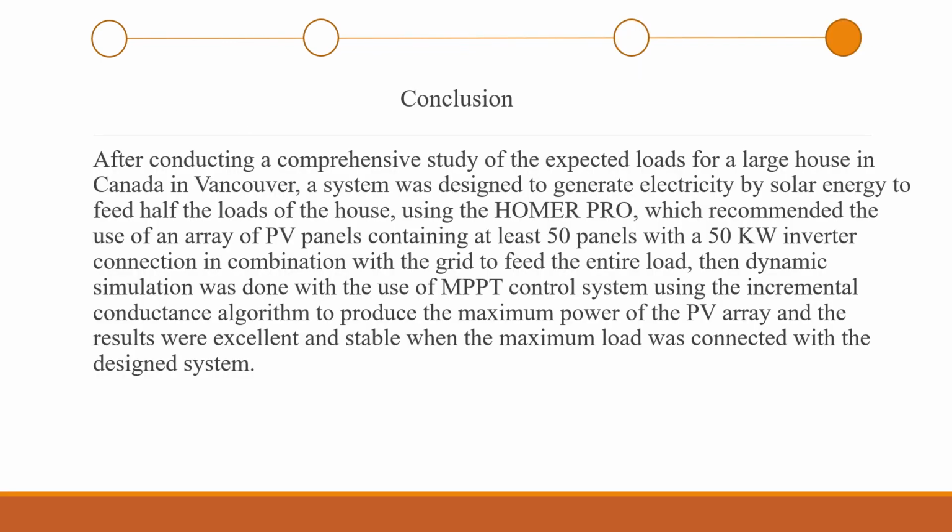In conclusion, after conducting a comprehensive study of the expected loads for a large house in Vancouver, Canada, a system was designed to generate electricity by solar energy only to feed half of the load of this house. Starting with Homer Pro, which recommended the use of an array of PV panels containing at least 50 panels with a 50 kilowatt inverter connected in combination with a grid to feed the entire load.